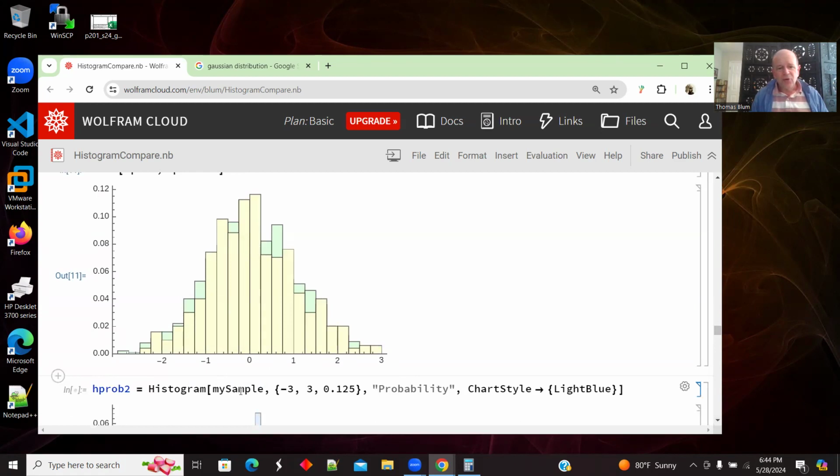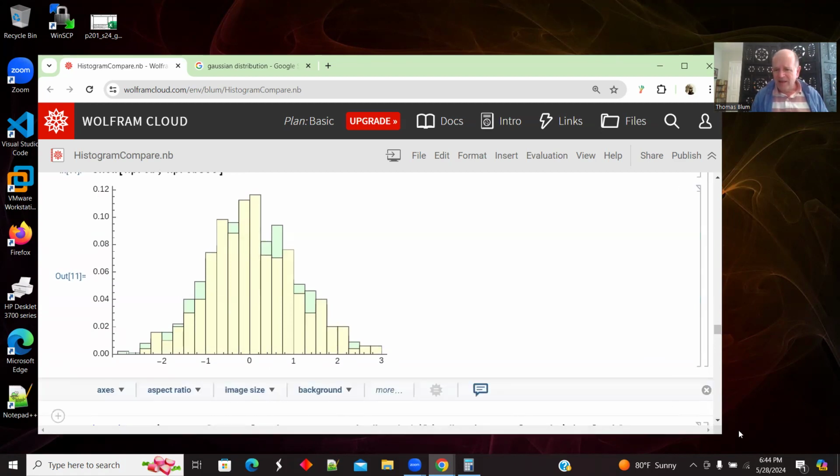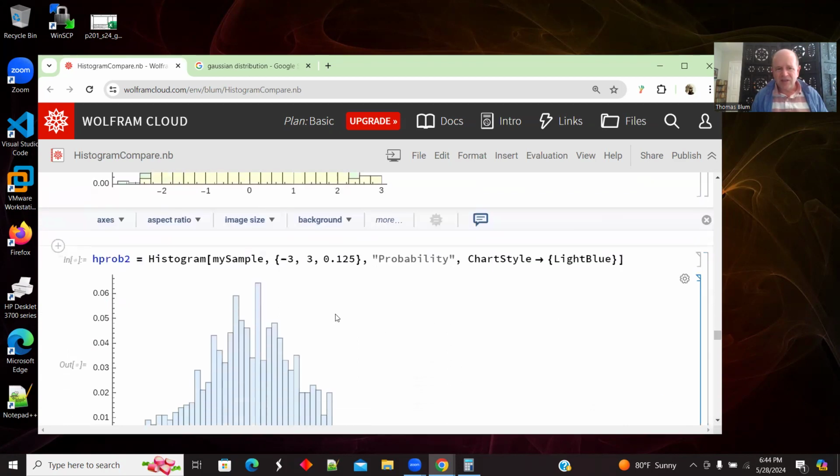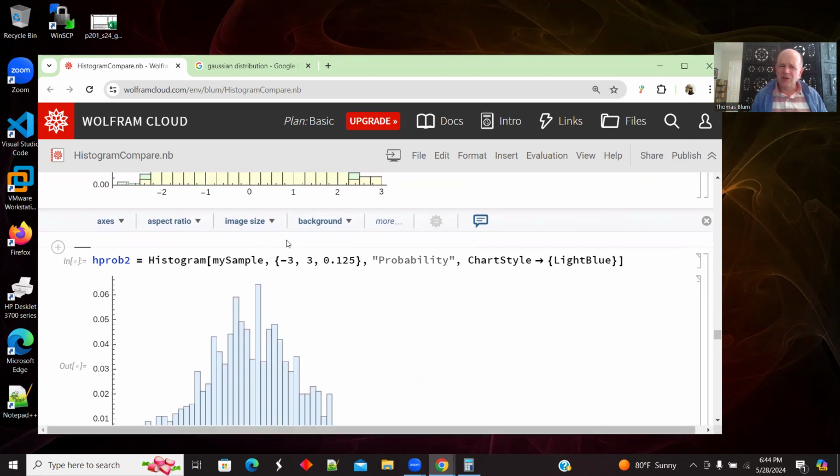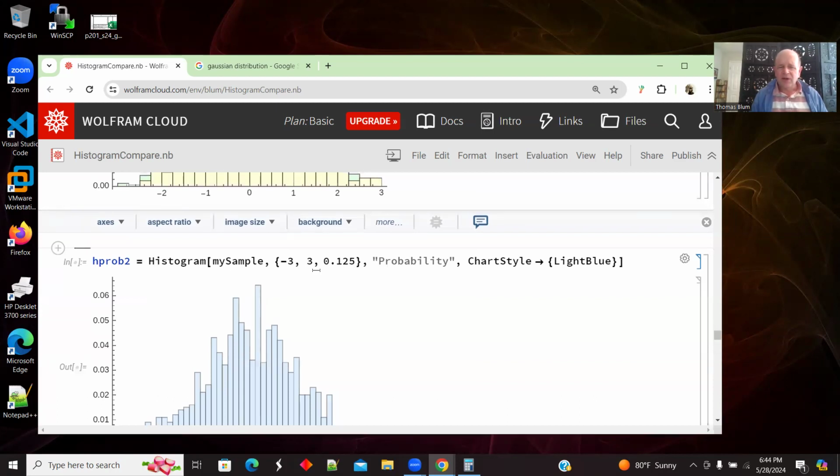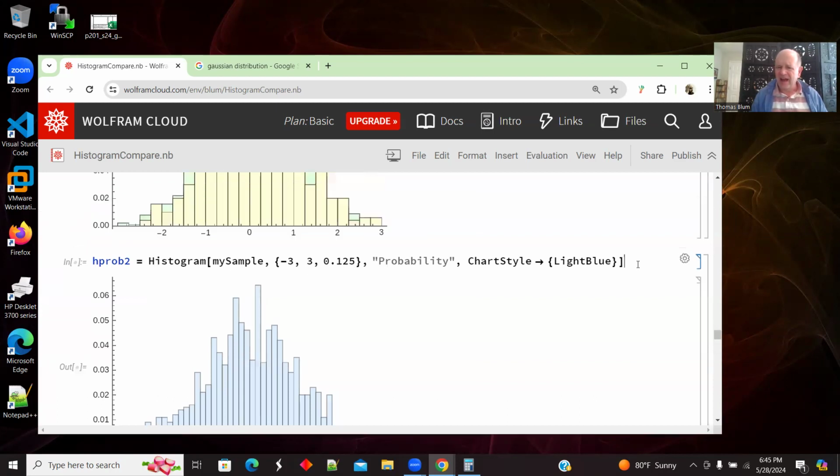Now what I'm going to do is take my sample, again my 1,000 sample, and change the distance between my bins. So I'm still going to go from -3 to 3, but now my bins are an eighth rather than a quarter. And I want to see what effect that has. So I've entered that.